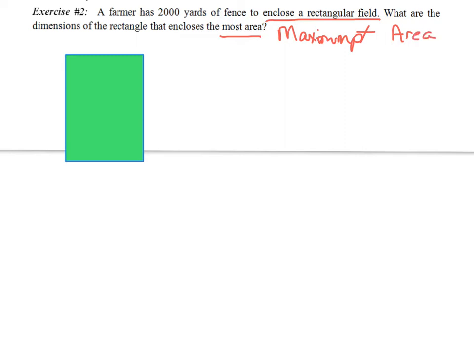So let's see how we're going to approach this. I'm going to start with my variable and say, let's make the length of this field equal my variable x. So let's make the length go this direction. Opposite sides of my rectangular field are congruent to each other, so I'm going to call them both x.